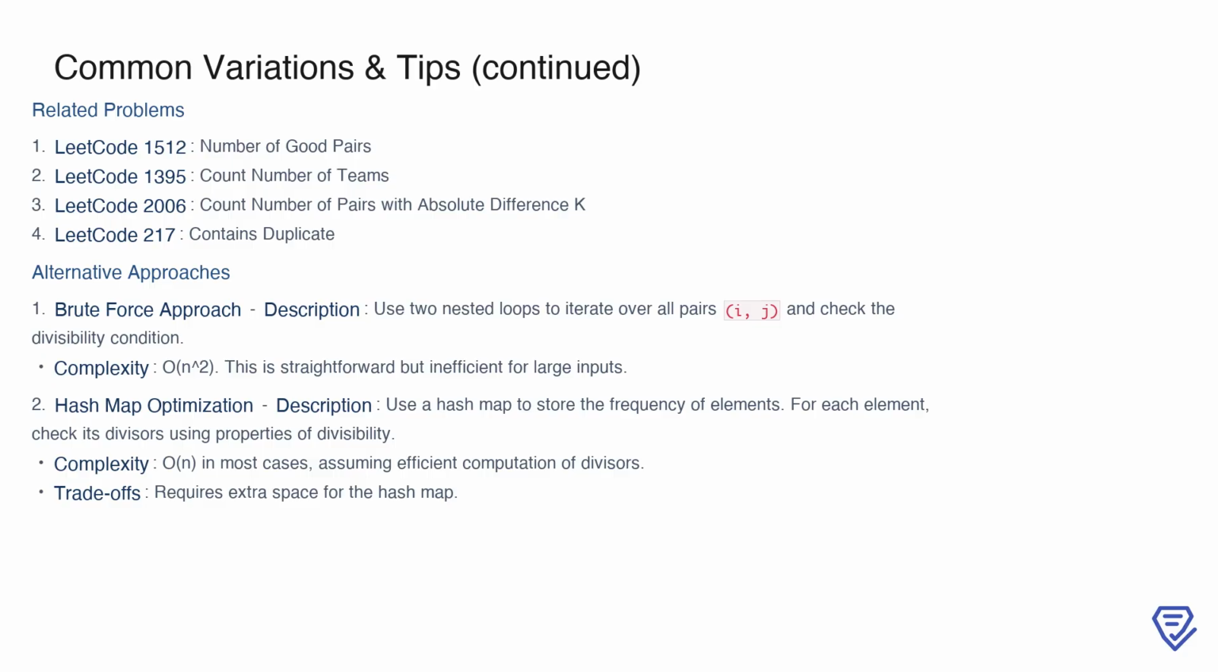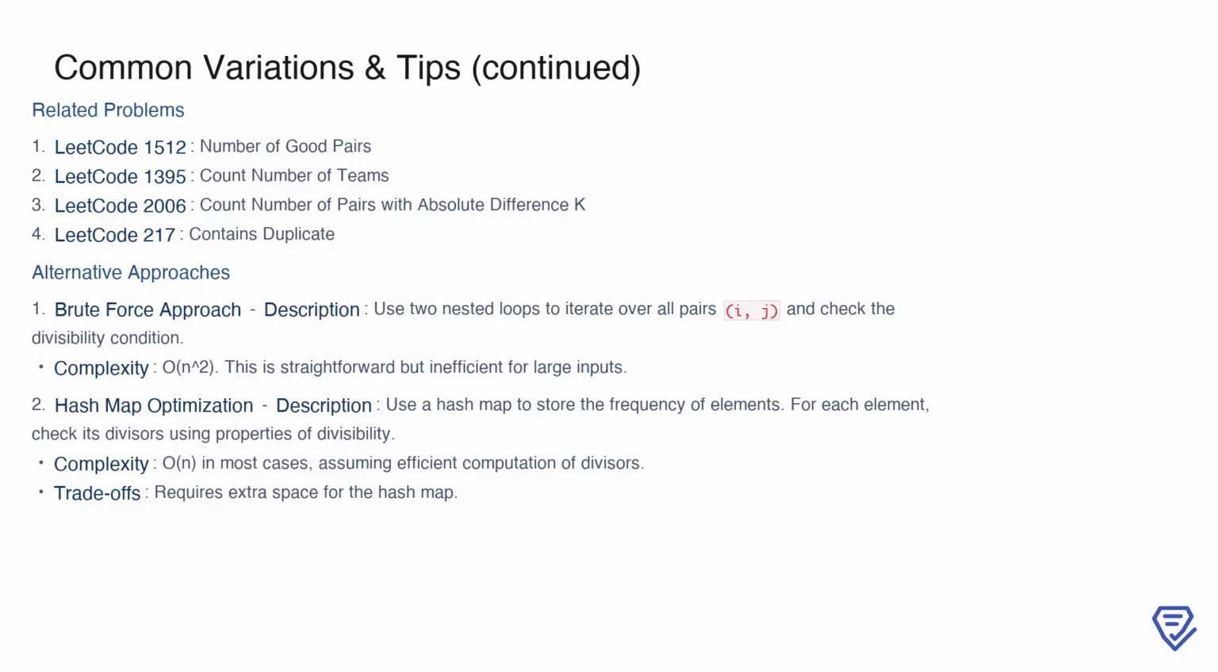As for solving this problem, the brute force approach is the simplest alternative. It involves using two nested loops to iterate over all pairs i, j, and checking the divisibility condition. While this method is straightforward, its time complexity is O(n²), making it impractical for large inputs.